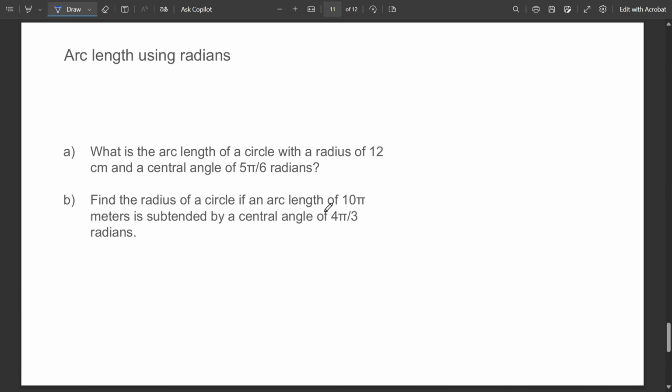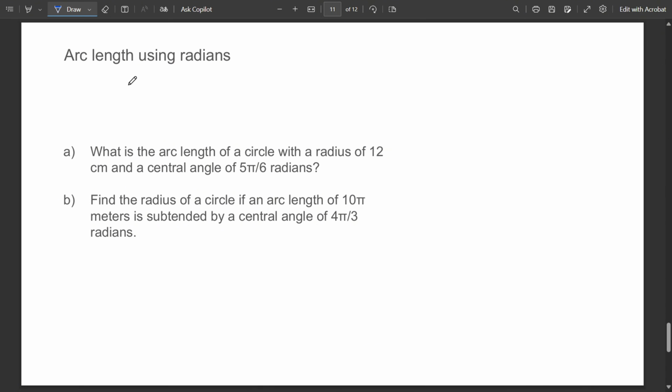Arc length using radians. For arc length using radians, we just have S equals R theta. That's it. Okay. S is the arc length. What is the arc length of a circle with a radius of 12 centimeters with a central angle of 5 pi over 6 radians? Just substitute into the formula. We have arc length, AL, equals 12 centimeters times theta, 5 pi over 6. Cancel, 2, we will have 10 pi centimeters.